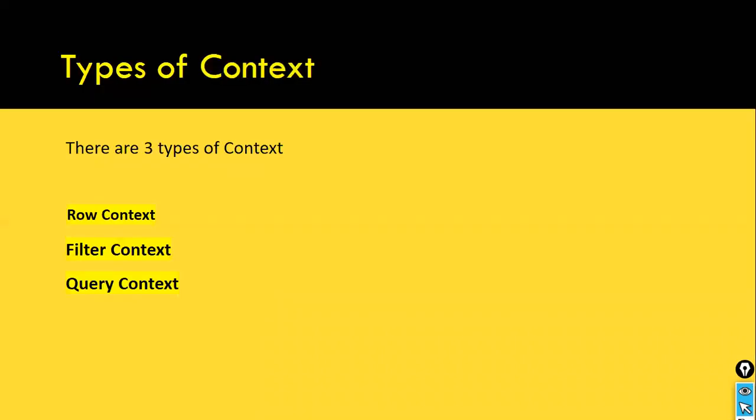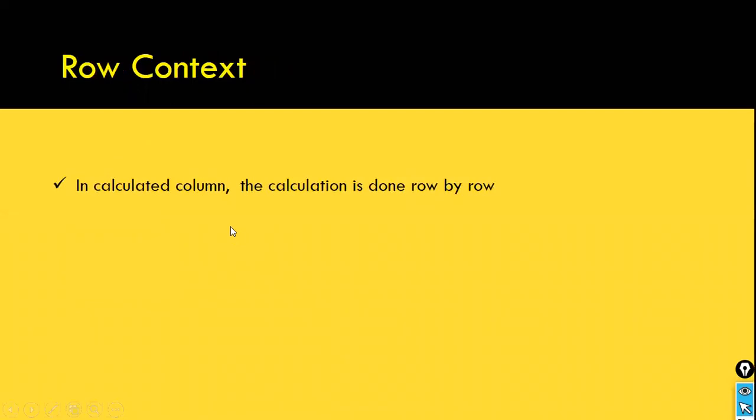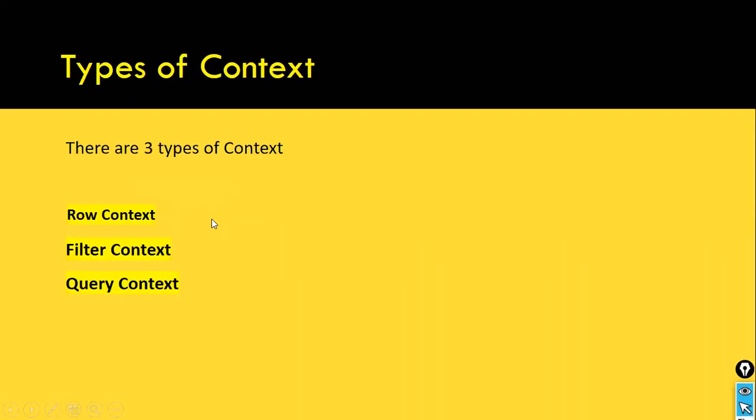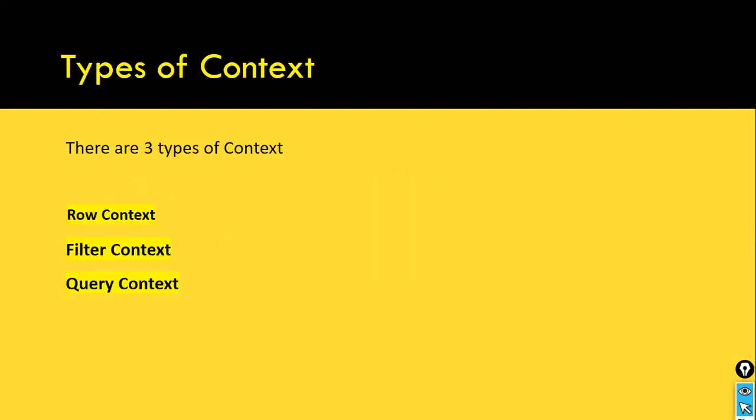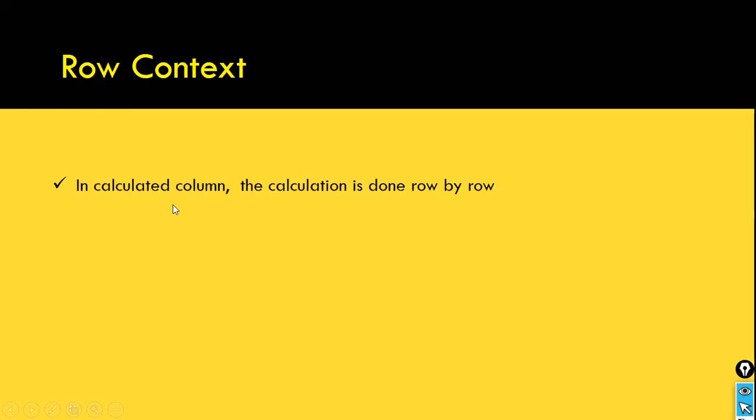Now we will take a look at the row context. There are three query contexts, you can ignore that. Anyhow, we will continue with the row context. Calculated column, we already discussed. The calculation is done row by row. This is part of evaluation context. Remember the two important contexts, row and filter context. In the case of a calculated column, the calculation is done row by row.